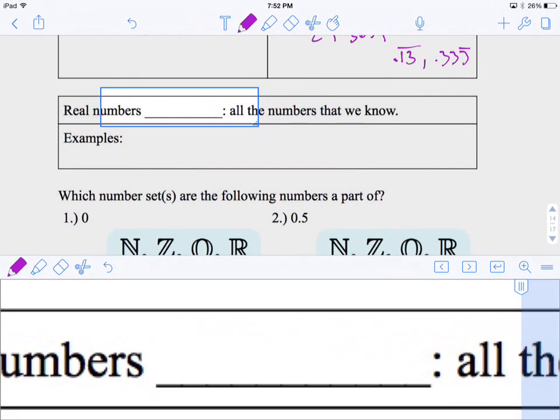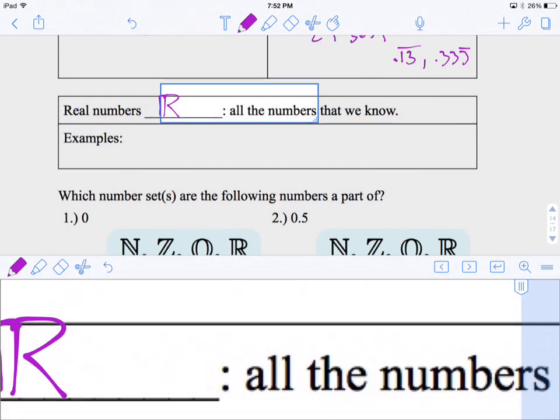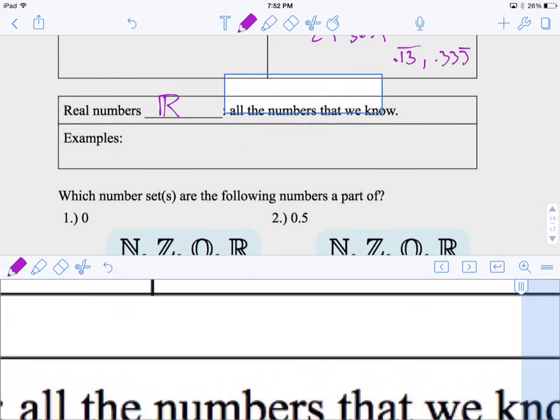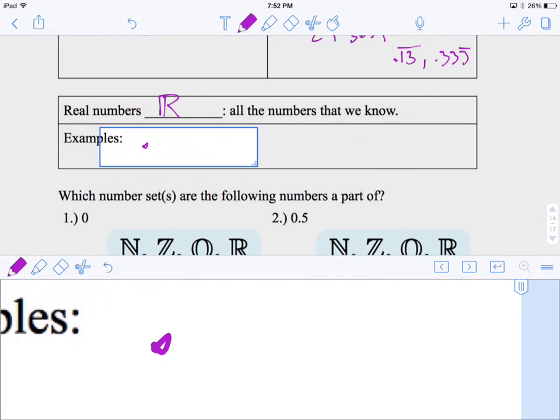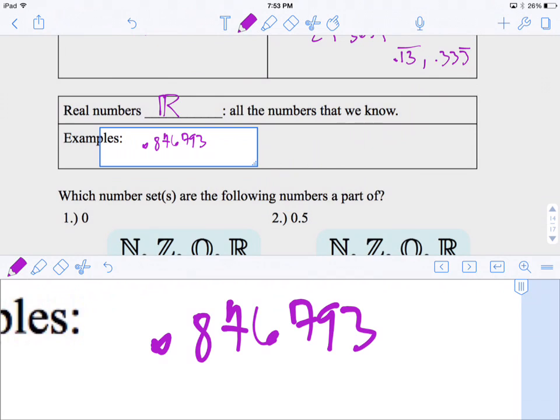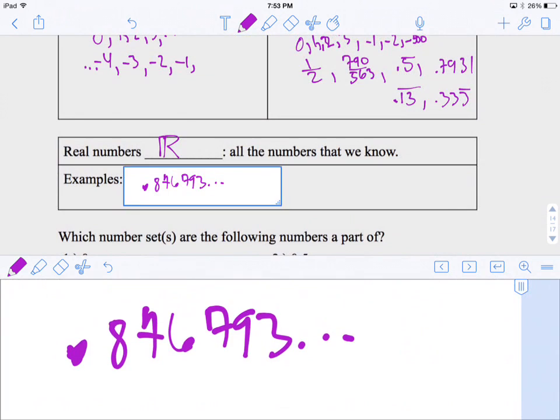And finally, we have real numbers. Here's the symbol for real numbers. It's a bold R. Okay, that's how they write the bold R. Again, don't get mad. These are every number that we know. There's a lot of numbers that aren't real, but we're not going to talk about those in this class, so don't worry about it. This could have the decimals that go on forever, like 8.76793, with no pattern, they go on forever. That is a real number, along with everything we've already talked about.